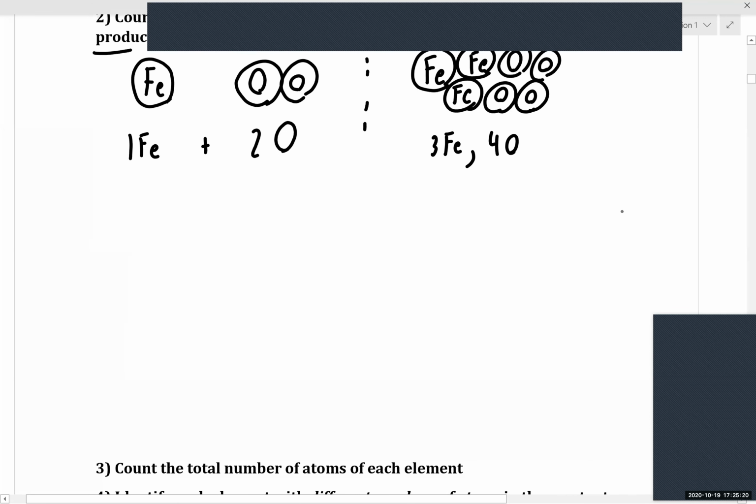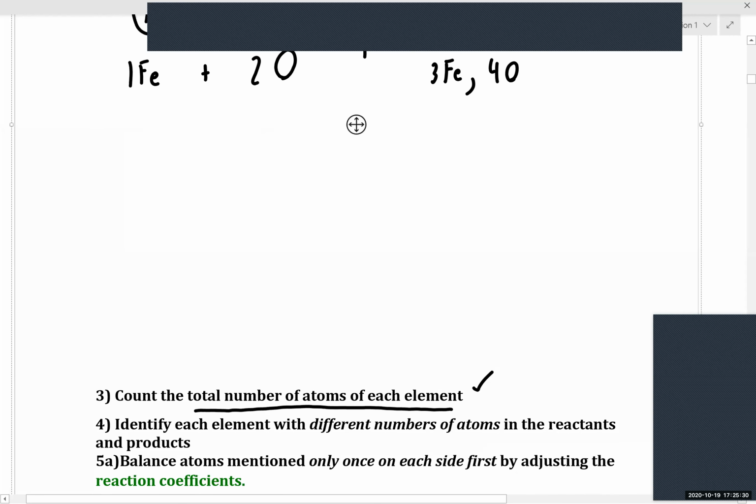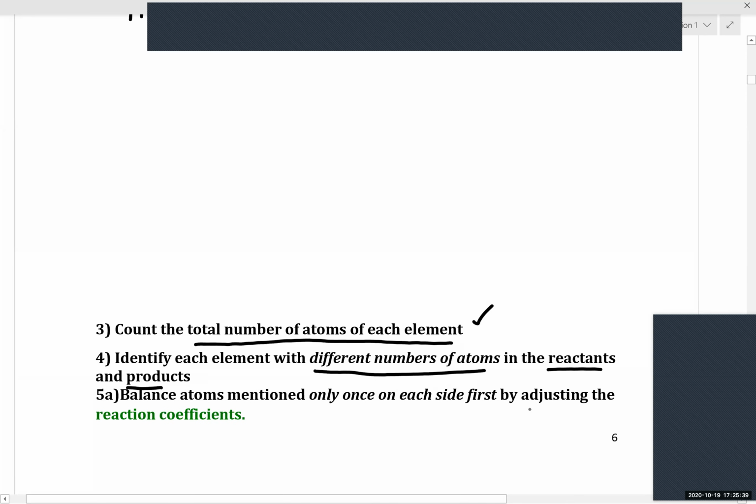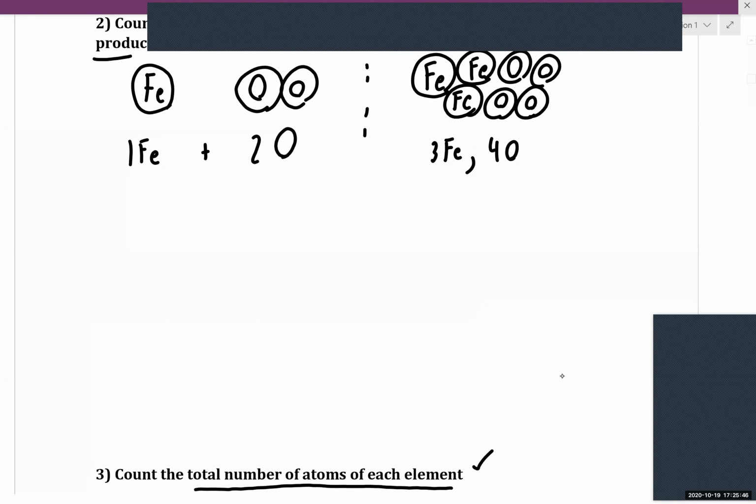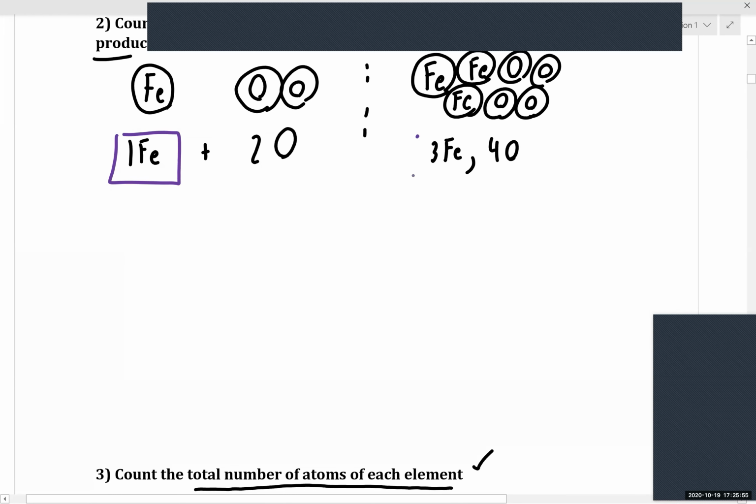So now that we have our atom count established, we count the total number of atoms of each element. We've done that already, perfect. So we can check off that box. Now, we're going to identify each element with different numbers of atoms in the reactants and products, and we're going to balance our atoms by adjusting the reaction coefficients. Okay, so which elements are not balanced? Iron. Yep. And what other element is not balanced? Oxygen. Yep, exactly right. So I'm going to put a box.